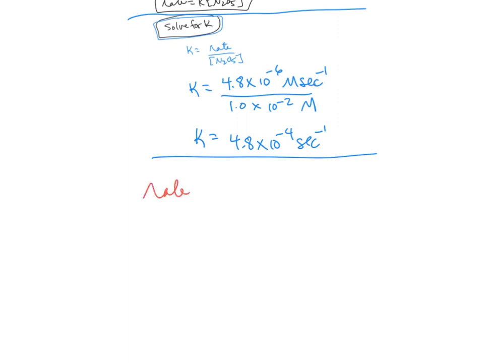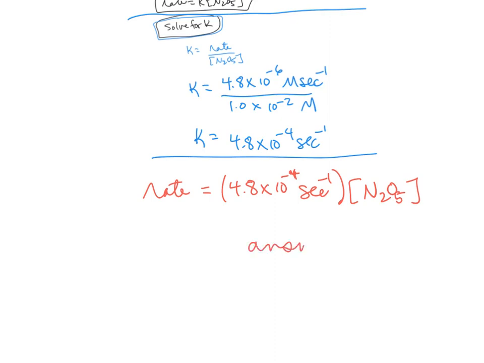I ask you for the rate law. I want this: rate is equal to the rate constant, 4.8 times 10 to the minus 4 seconds to the minus 1, times the concentration of N2O5 raised to the first power, but you don't have to write the 1. So that's your answer. That's going to be the rate law, all the parts to it.